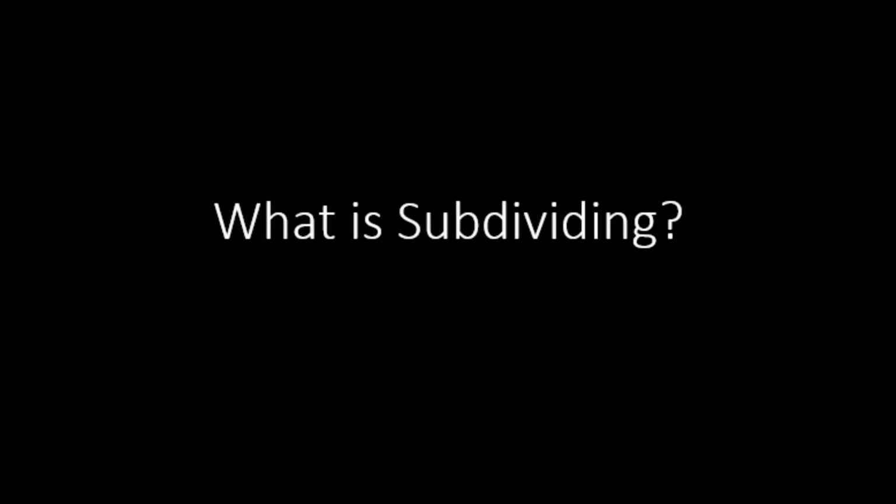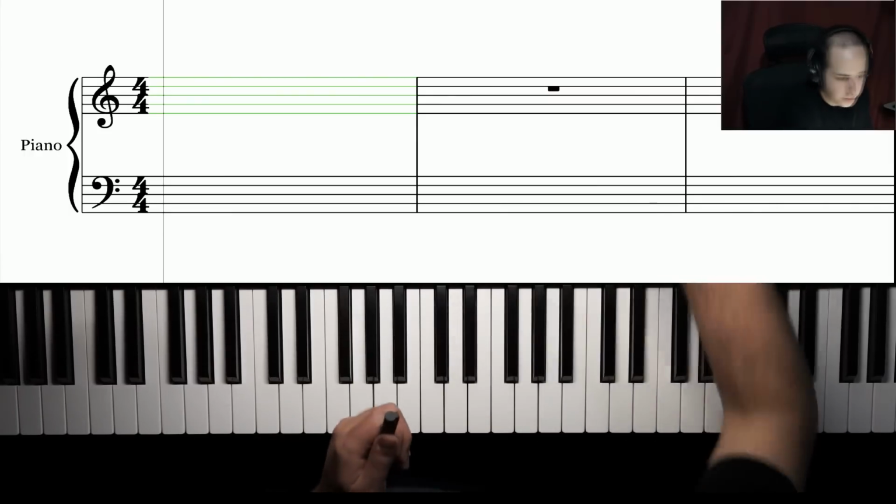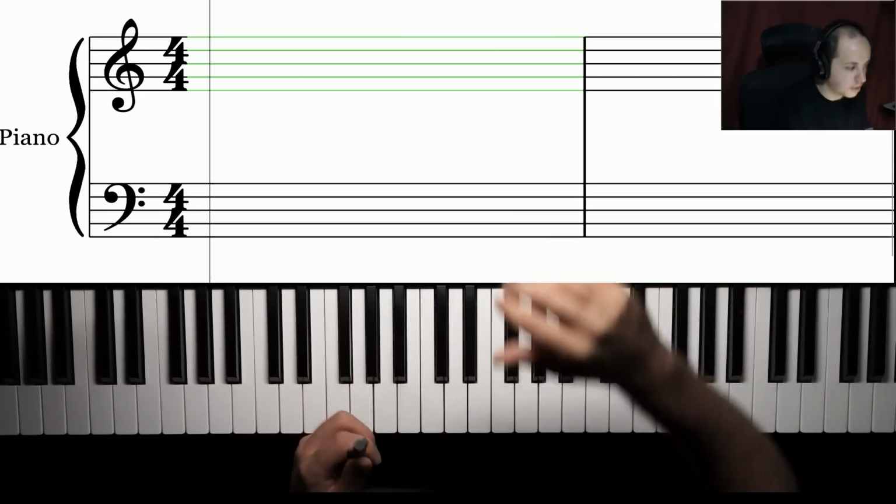The first thing we're going to talk about real quick is what is subdividing. Well, subdividing is when you take a note and you split it into multiple parts, but you still retain the speed in which you count the notes. So let me show you what I'm talking about here. So here we go. Let me make sure it's nice and big here.